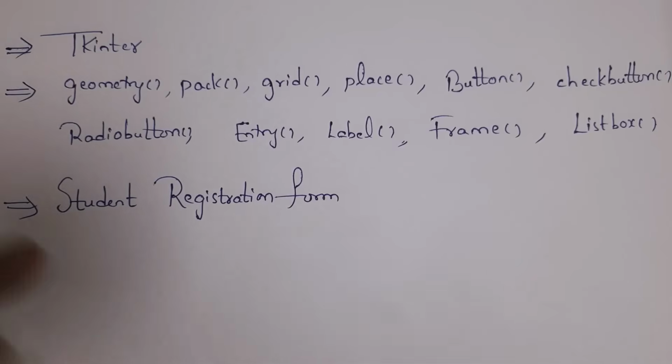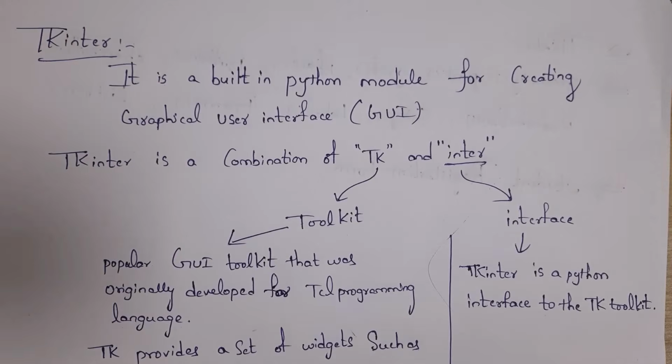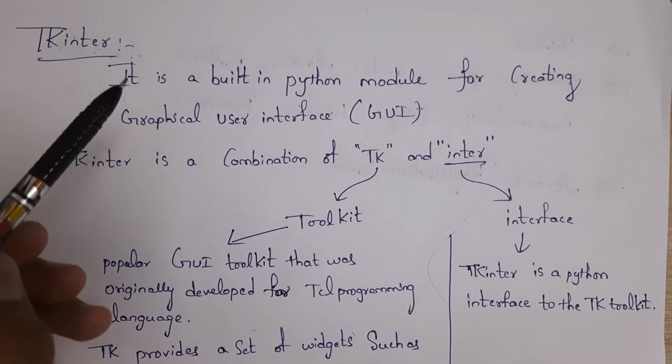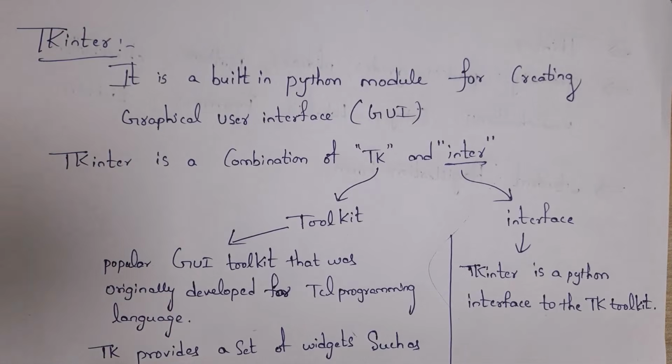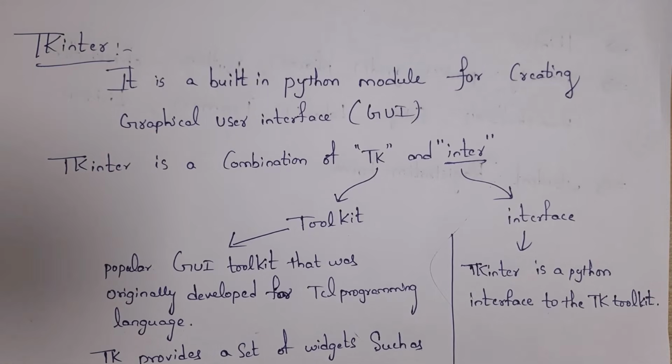Let's get started. At first, I will explain what is tkinter. Tkinter is a built-in Python module for creating graphical user interfaces. That is, this module is already present in Python. Just by using the import keyword, you can import this module and use it. But what is the use of this tkinter module? By using the tkinter module, we can create graphical user interfaces.